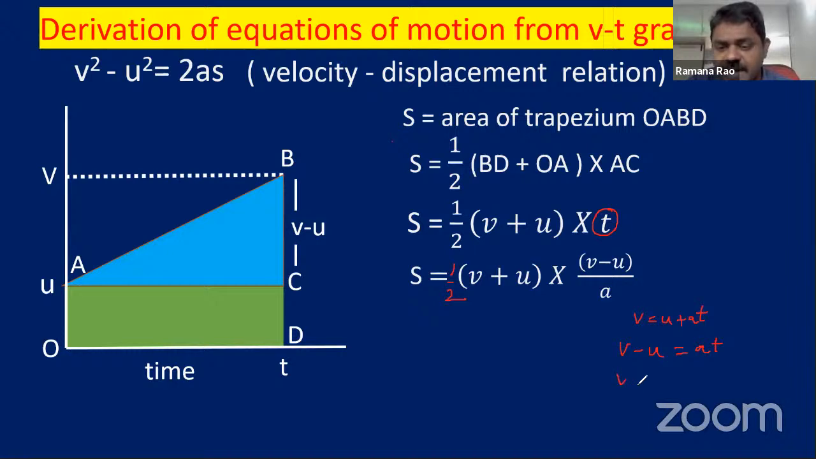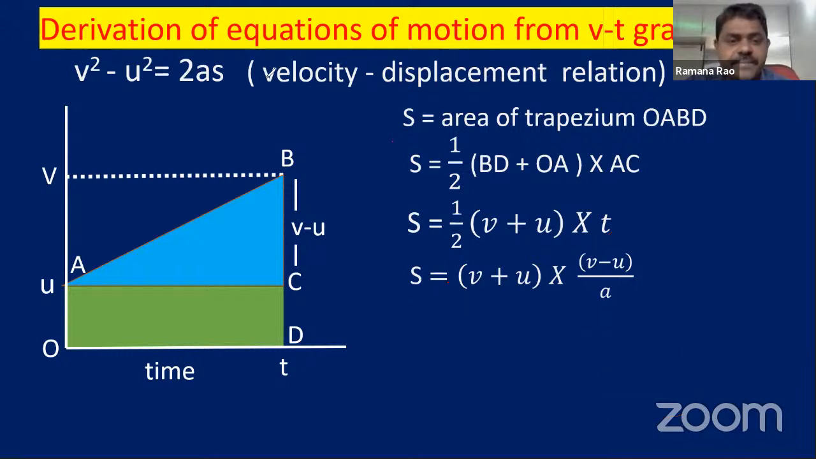So from this equation, V minus U by A is equal to T. So I am substituting the value of T as V minus U by A here. So this is how we can substitute T as V minus U by A in this equation.